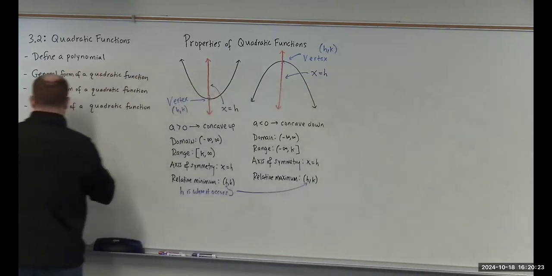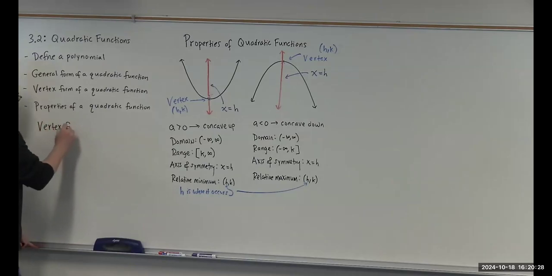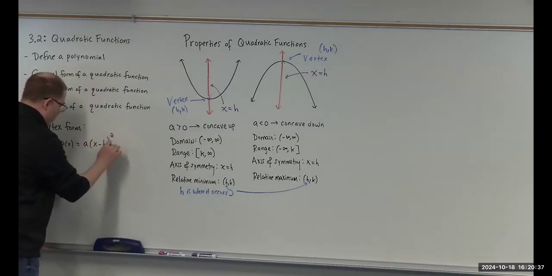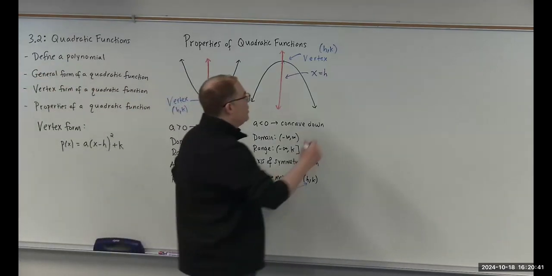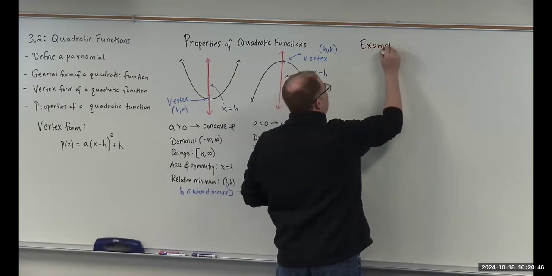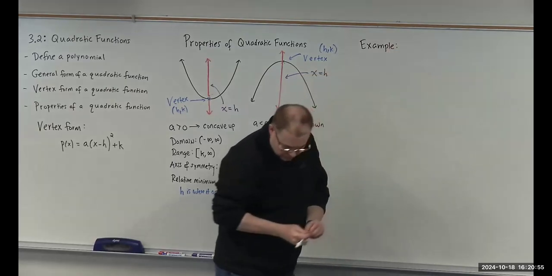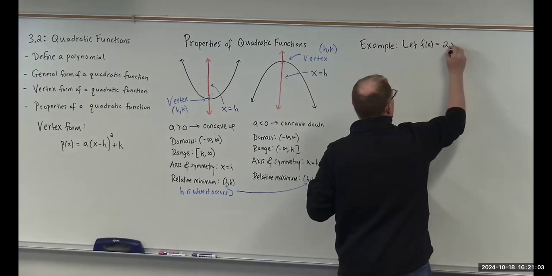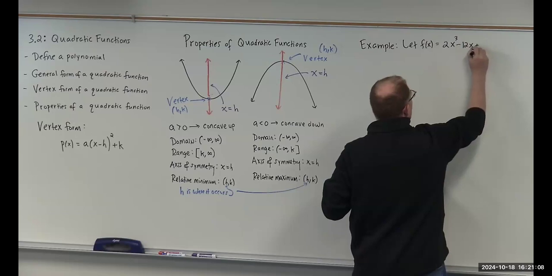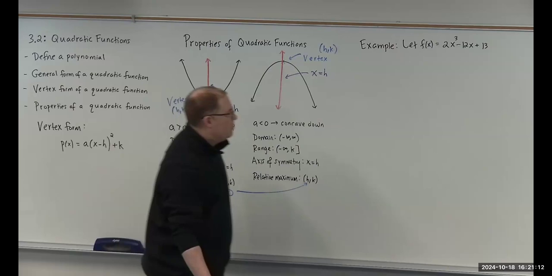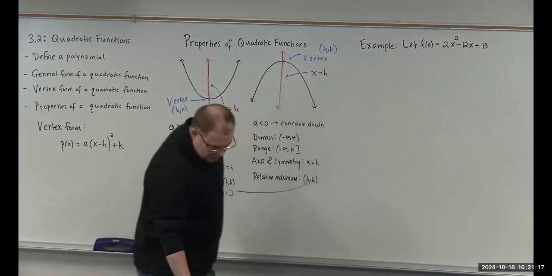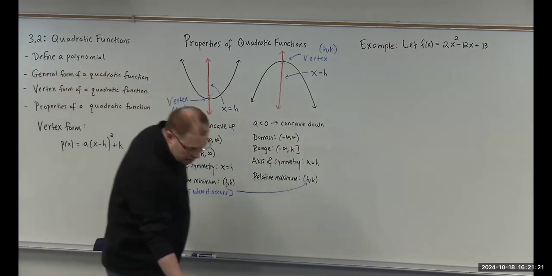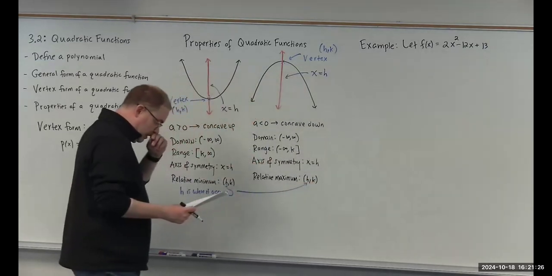I'm just going to write over here the vertex form, just as a reference. Okay, so let's look at an example. Let's say we have our function 2x, oh sorry, that's not even a quadratic. Let's say 2x squared minus 12x plus 13. And what we want to do is put this in vertex form.